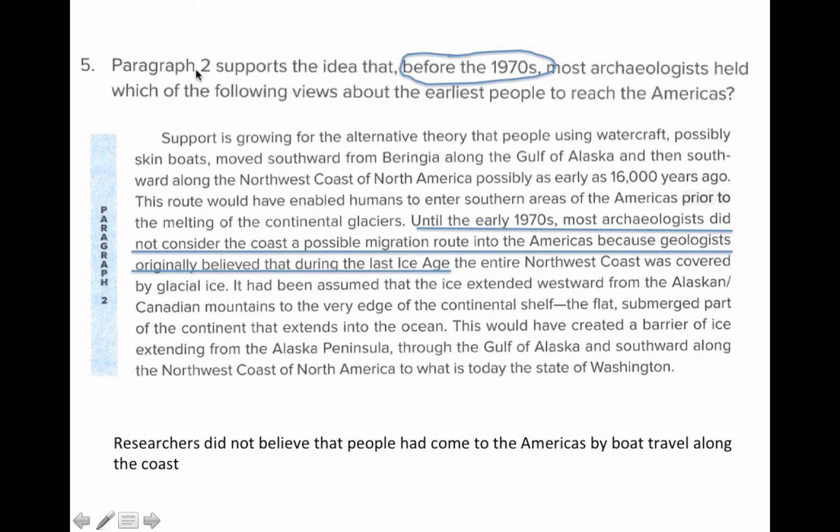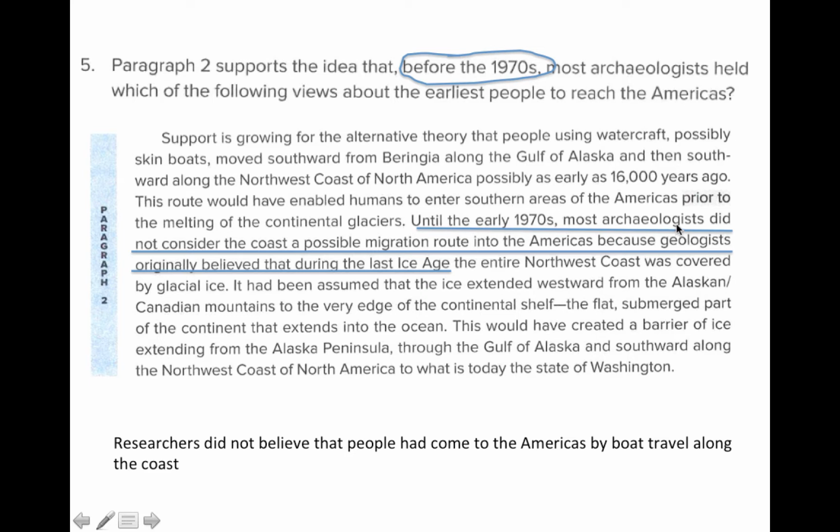Again, with question 5 from passage 1, we look at the question first, then go to the paragraph, look for a focus phrase to find where in the paragraph the correct answer is, summarize the statement, maybe rephrase the statement, and then take it back to the answer choices. So here, paragraph 2 supports the idea that before the 1970s, most archaeologists held which of the following views about the earliest people to reach the Americas? Focus phrase before the 1970s, found it here until the early 1970s. Again, not exact same words, but same ideas.